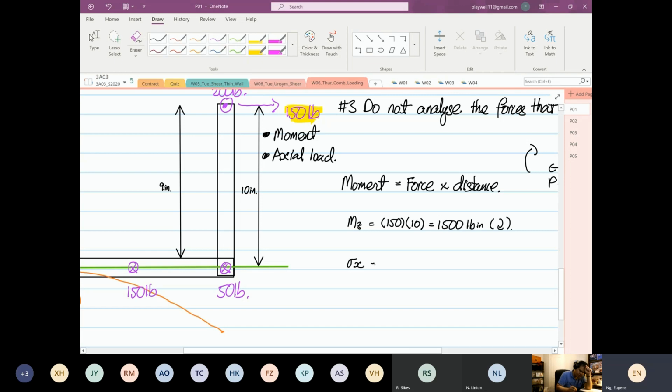Stress in X is equal to Mz over Izz multiplied by y. This y will compensate for the what? Location. Does that make sense? The y is already compensating for the what? For the different location. That's why Mz is equal to force times the perpendicular distance.